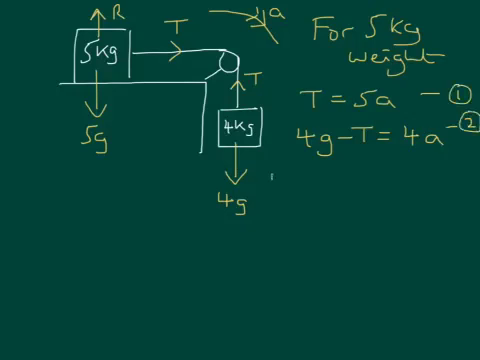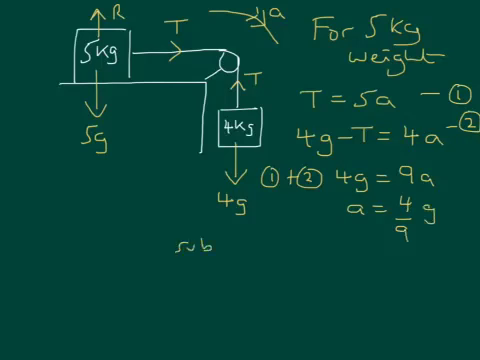If we add 1 and 2, that will get rid of the tension. So T minus T is nothing, so 4g equals 9a. So a is 4/9 of g. I can substitute that into equation 1, and the tension is 5 times 4/9 g, which is 20/9 g.